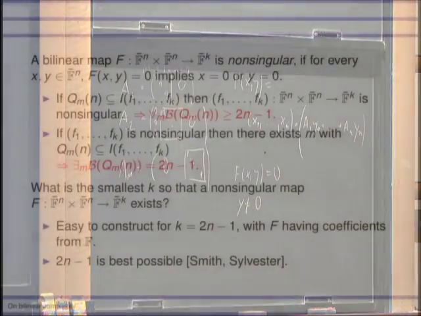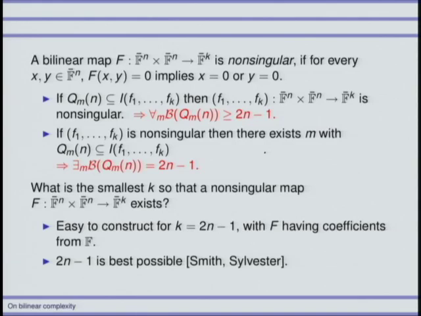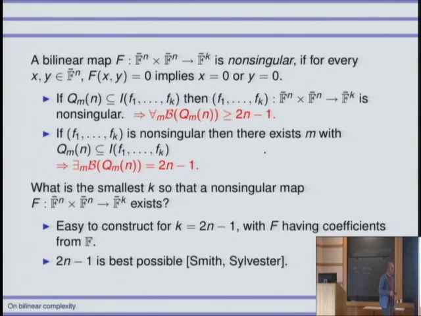But one aspect of the construction is that the bilinear map actually uses only 0, 1 coefficients, so it can be constructed in the field F and not in the algebraically closed extension of F.